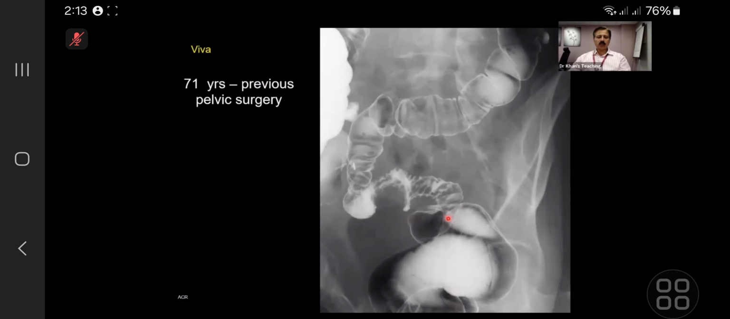Okay. So conclusion, what is happening here? I think this is an extrinsic compression from the nearby uterus, secondary to recurrence, maybe, or fibrotic.